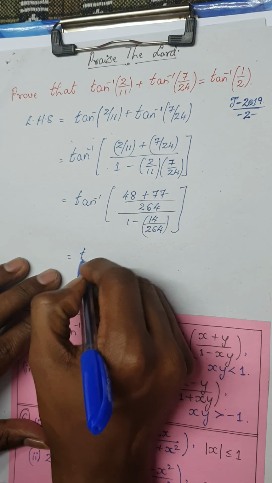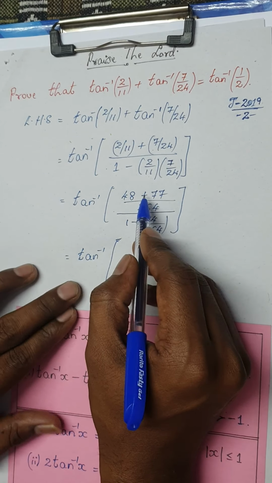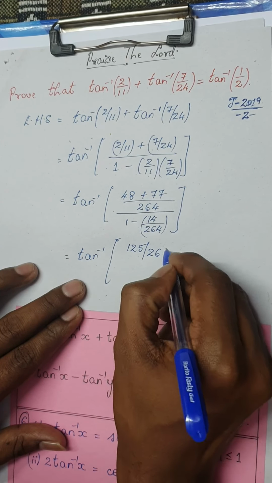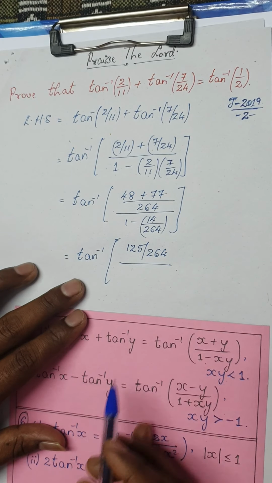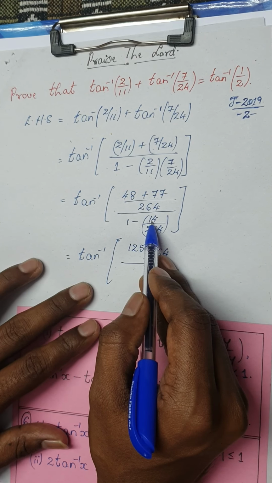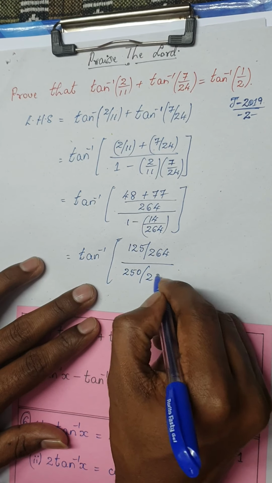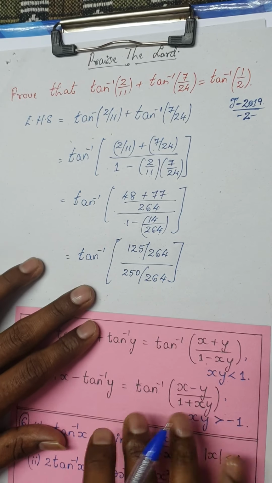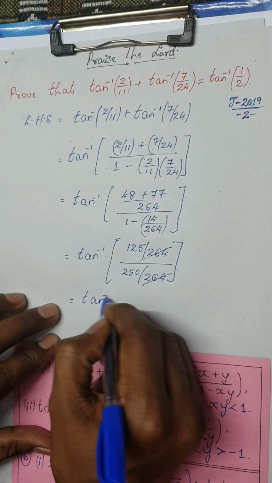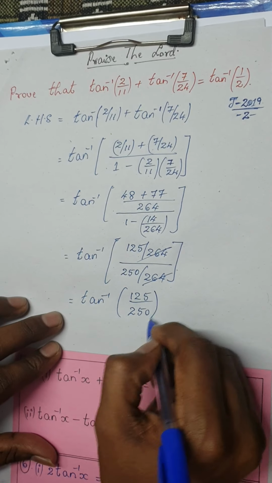So this is nothing but we are going to get tan inverse of, you can add 77 plus 48, which is nothing but 125 divided by 264. Okay, divided by, now again if you take the LCM, you are going to get 264 minus 14. What is 264 minus 14? You will get 250 divided by 264, as the denominator is 264 even here. Now you can cancel the denominators. You are going to get tan inverse of 125 divided by 250.